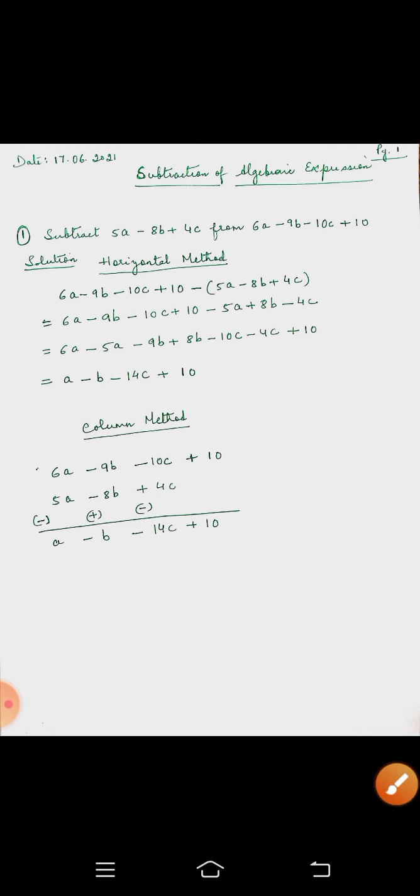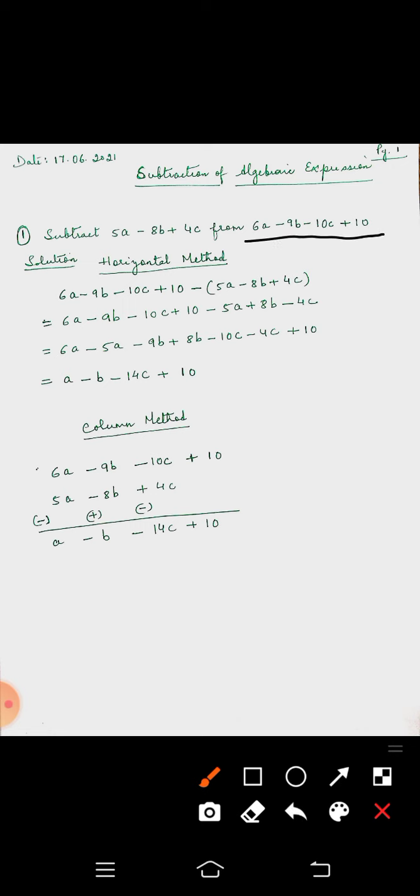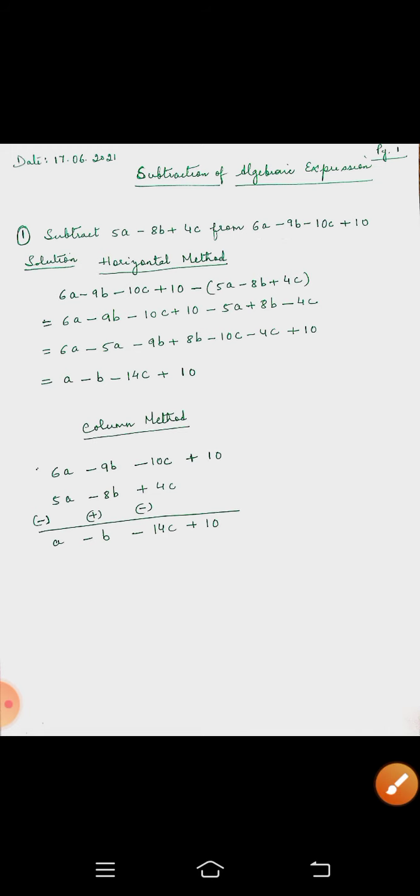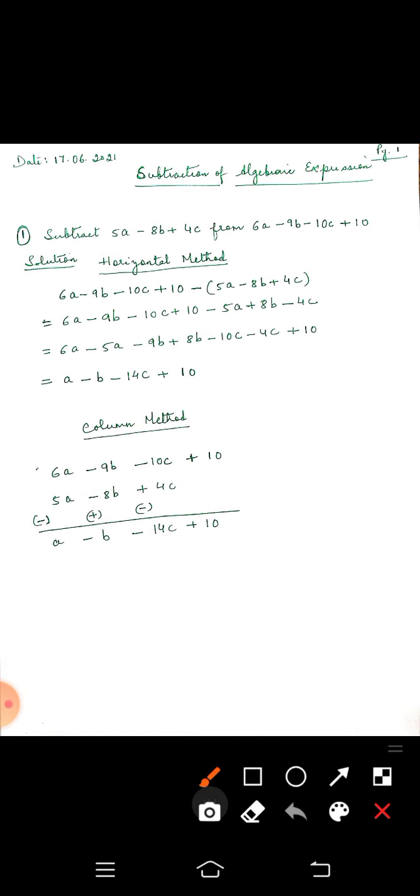Now let's do the column method. In the column method, we write the sets of terms one below the other. The second set of terms you need to write on top, and when you write the first set just below it, you need to keep in mind that the terms one below the other should be similar terms. Here you see 6a and 5a, they are similar terms.